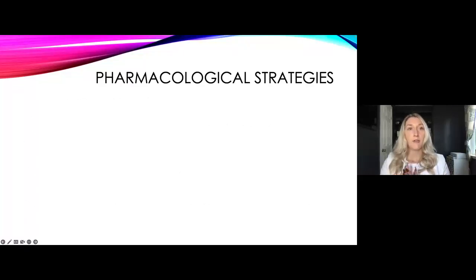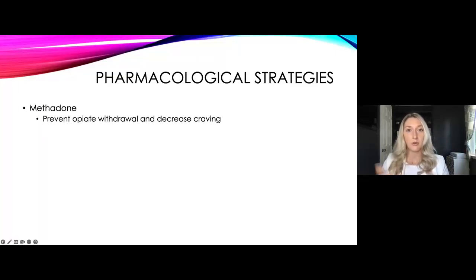And finally, we're going to talk about pharmacological strategies. So I know we've gone over these briefly in past chapters, so we're just going to briefly go over them now again. So we have methadone. So methadone specifically prevents opiate withdrawal and decreases cravings. This is conducted in specialized outpatient settings, and it is administered orally for a sustained period at a dosage that is going to be sufficient to prevent opiate withdrawal, but also decrease that person's cravings.